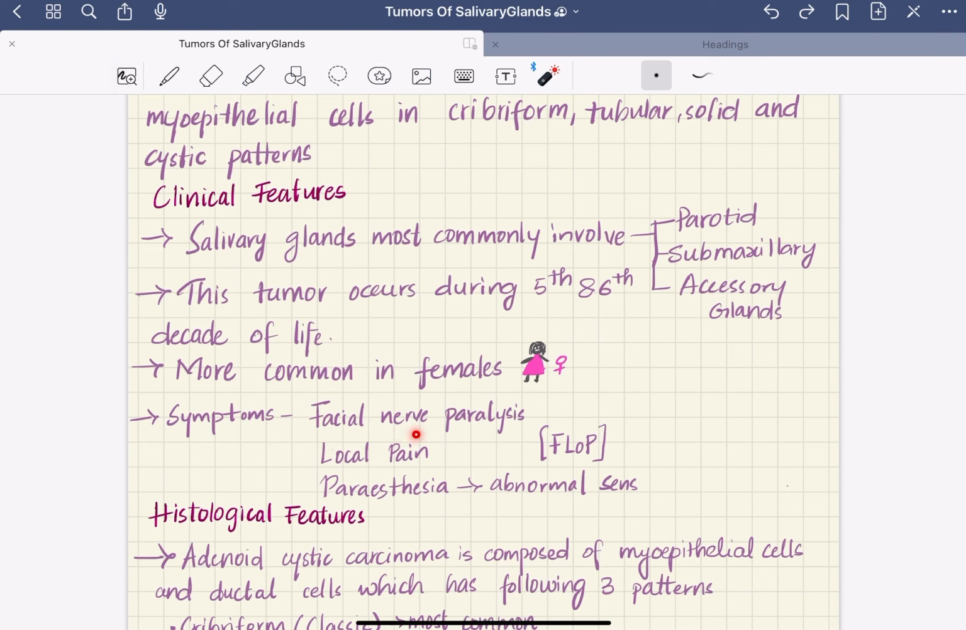The symptoms of adenoid cystic carcinoma are facial nerve paralysis, local pain, and paraesthesia. Paraesthesia means abnormal sensation, it may be like a tickling sensation. We can remember the symptoms of adenoid cystic carcinoma by using the mnemonic FLOP. F means facial nerve paralysis, L is local pain, P is paraesthesia, which is abnormal sensation.